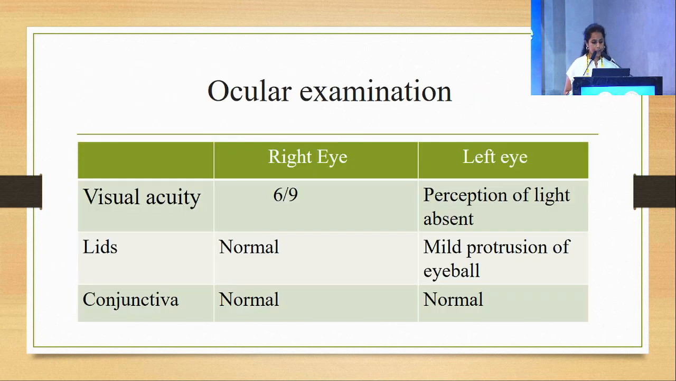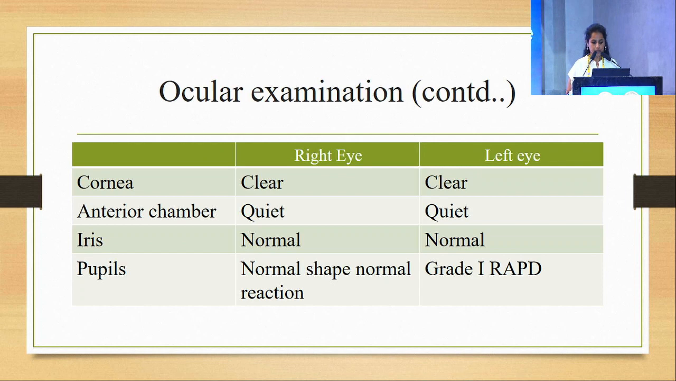On ocular examination, his visual acuity was 6/9 in the right eye, and in the left eye there was absent perception of light. On external examination, there was mild protrusion of the eyeball of the left eye. The right eye had normal findings. Cornea, anterior chamber, and iris showed normal findings. Apart from that, the pupil showed grade 1 relative afferent pupillary defect in the left eye, while the right eye showed normal shape and normal reaction.